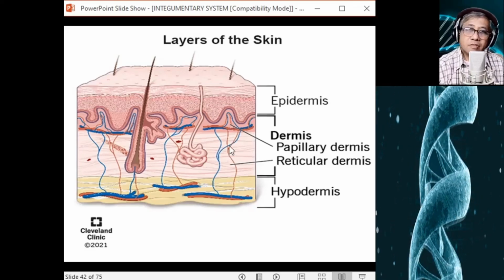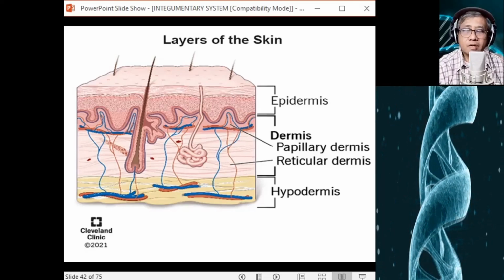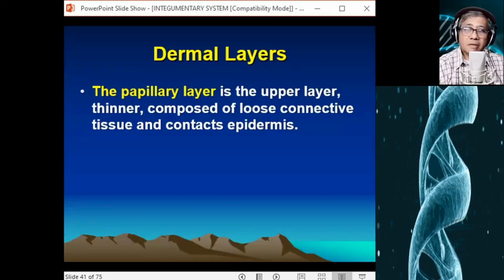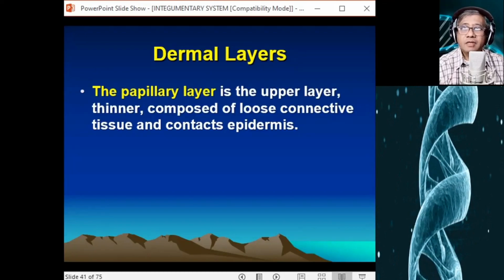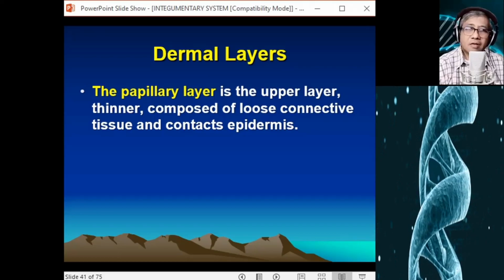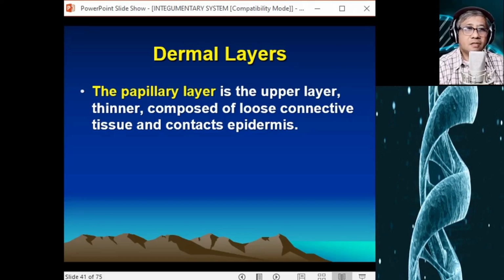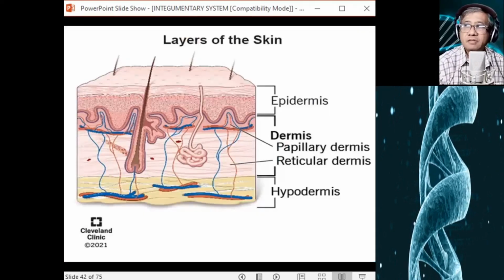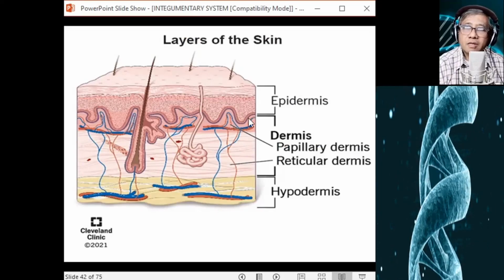Okay, and the dermis is made up of these two major layers. We have the papillary layer or the papillary dermis and the reticular layer of the dermis. The papillary layer is the upper layer, and it is thinner compared to the reticular layer, and the papillary layer is composed of loose connective tissue. Okay? And closest siya dun sa epidermis via the basement membrane. Ayan, no? So ito yung papillary layer. Ayan, ito parang wavy na to. Ayan, no? Papillary layer yan.